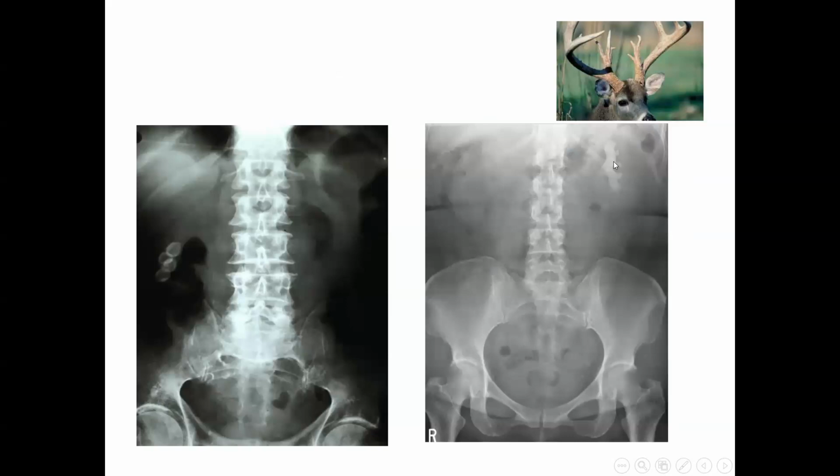Okay, so sometimes you could also have stones like this. This is a plain film. It's not a contrast study. And this is a staghorn calculus. So the stone takes up the shape of the collecting system. So it looks as if there's excretion of contrast. Actually, there is no contrast given. It's just that the stone is taking up the shape of the renal pelvis and the calyces. So it looks like a staghorn, the horn of a deer. It's named after that, staghorn calculus.